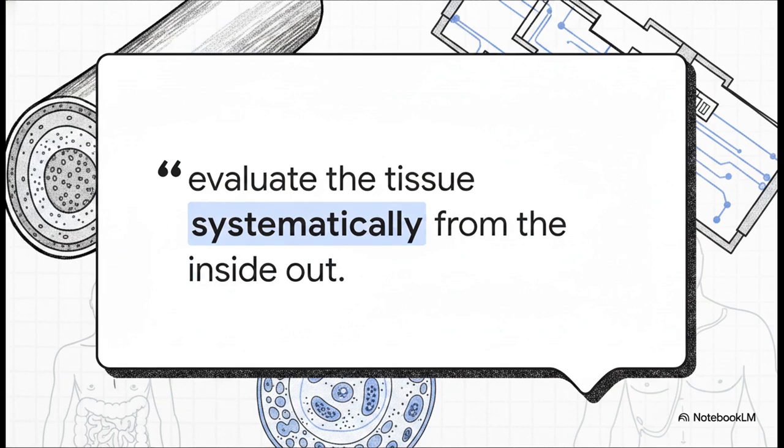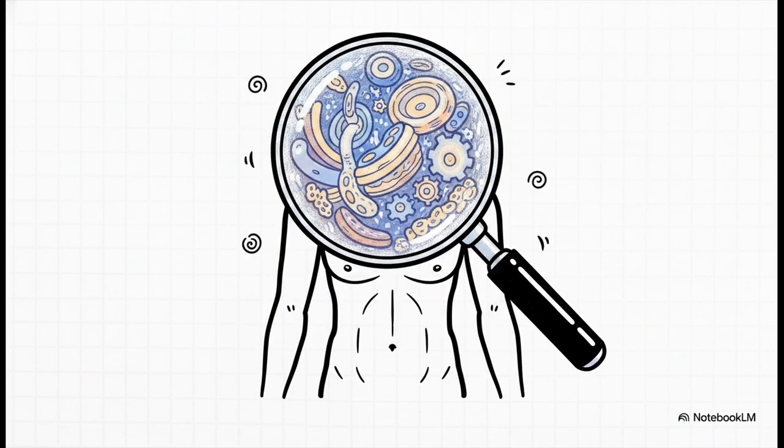There's a golden rule from our source material that perfectly sums this up. Always evaluate the tissue systematically from the inside out. Because structure dictates function, right? So spatial awareness completely dictates your understanding. If you know the basic blueprint and you know how it adapts, you can literally map the entire human body at a microscopic level. We've explored the structural highways, the engine rooms, and the microscopic border patrols that keep your systems running day in and day out.